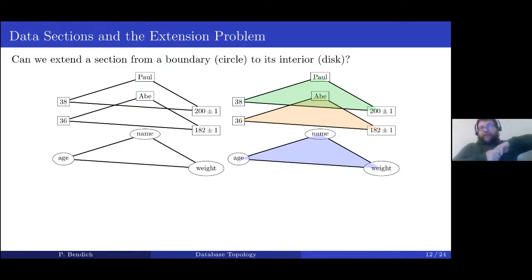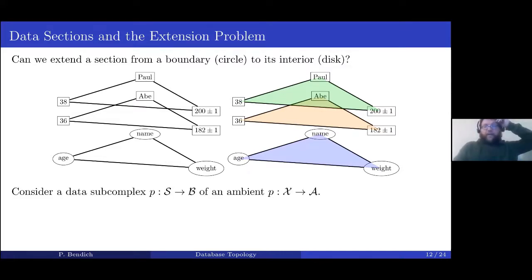Because if I have a section downstairs on the circle, that means I've managed to successfully merge age, name with name, weight on name. I've managed to successfully merge name, weight with weight, age on weight. And I've managed to successfully merge age, weight with age, name on age. Cool. Can I merge all those suckers to make a beautiful global table on age, name, weight? And that's an extension problem. For those who don't see obstruction theory, we're now in nice words.